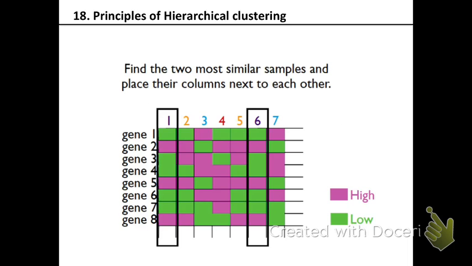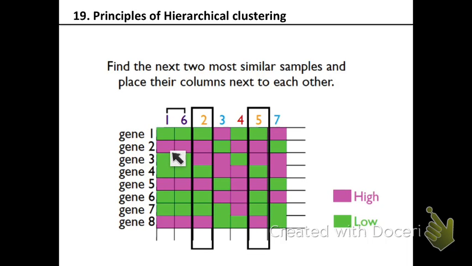So the principle is this. What you do is you look at 2 columns and then look at the pattern of their genes' expression, take the 2 columns that are most similar to each other and place them next to each other. So here you can see that sample 1 looks very similar to sample 6, right? Same genes are going up and same genes are going down. What you do is you take that sample 6 and now put it right next to sample 1.